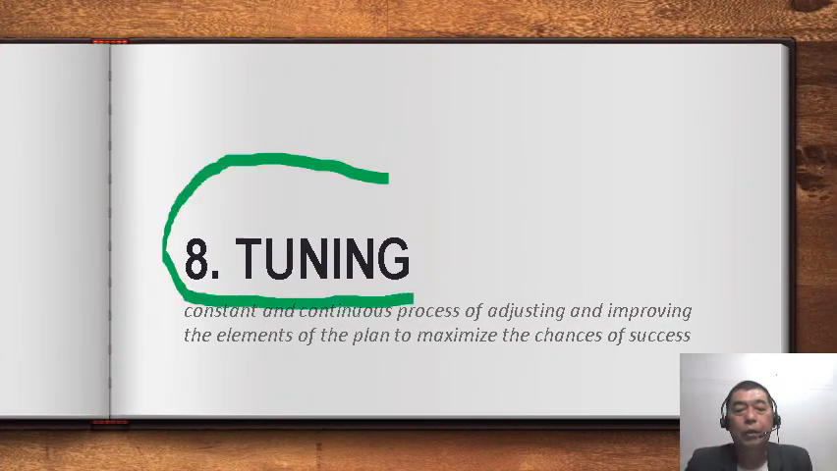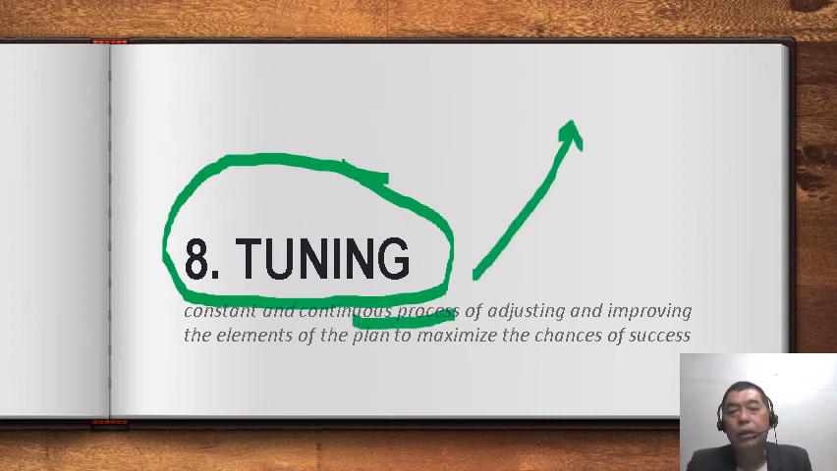You are polishing, you are fine tuning, you are trying to evaluate what things need to be improved. And this is a constant and continuous process. In Nihongo, it is called Kaizen, continuous improvement. Improve the elements of the plan to maximize the chances of success. So that is the last part of the social media marketing plan. This is the last stage.